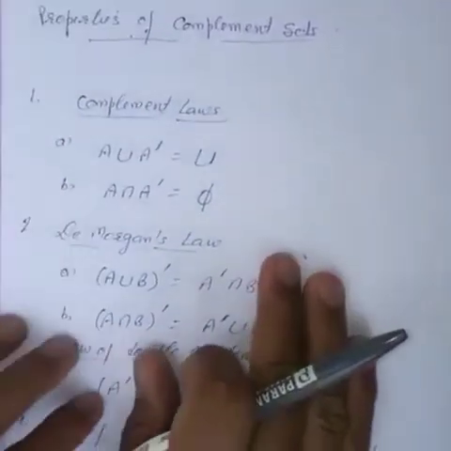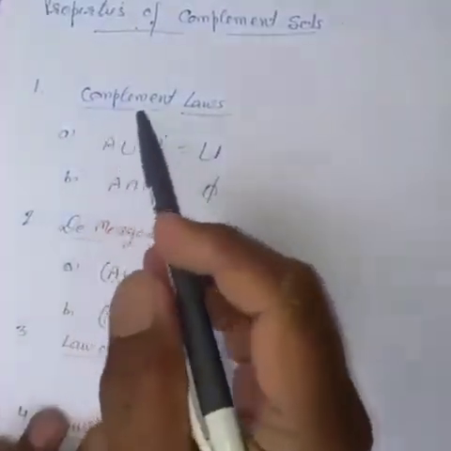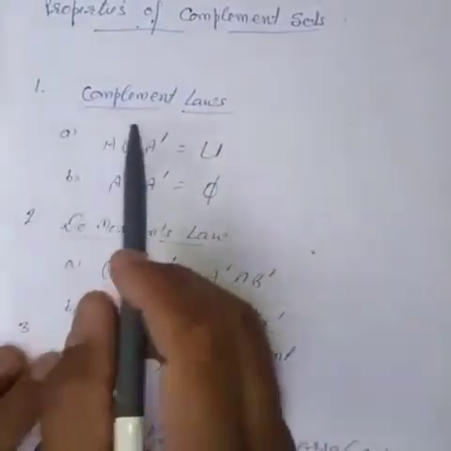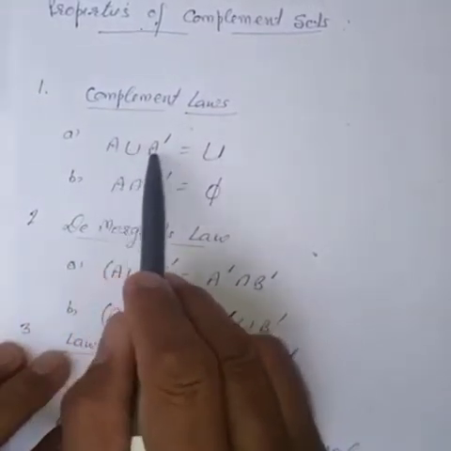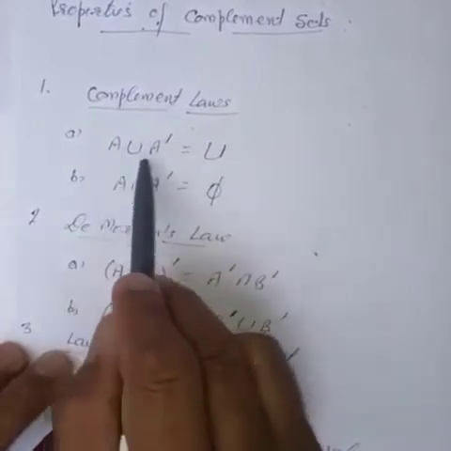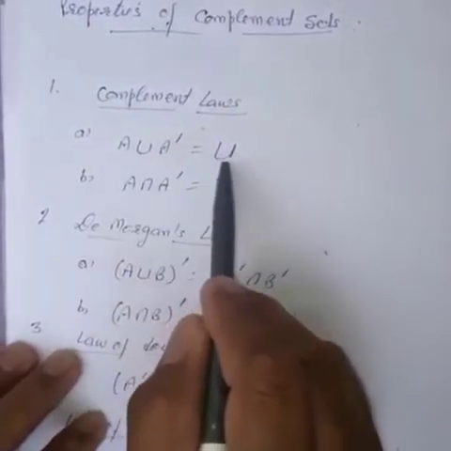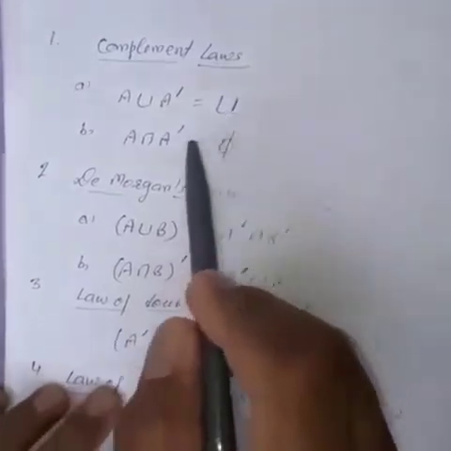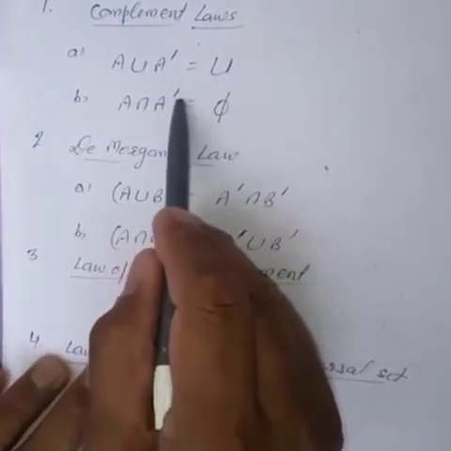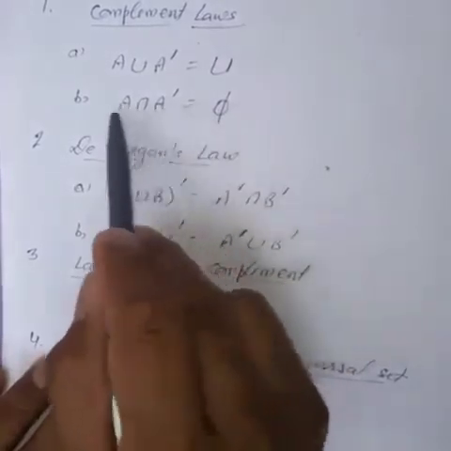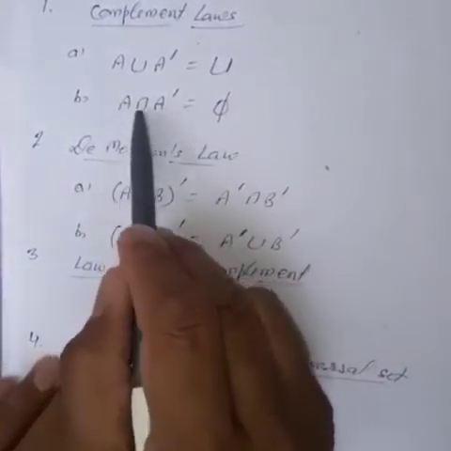Now we have some properties of complement of sets. The first is complement laws. The first law is, if you find A union A complement, it is always the universal set. Second, A intersection A complement is equal to phi. So they don't have any element in common, so that is an empty set.